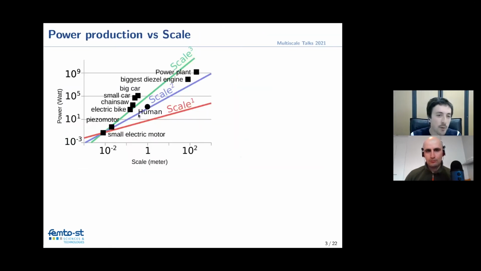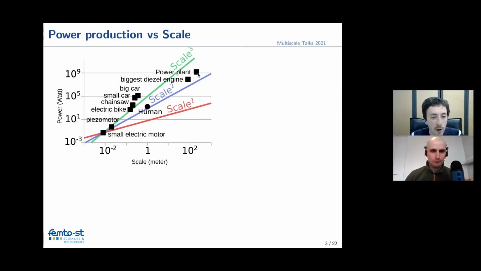To get a good understanding of this and to understand the difficulty, it's really important to focus on scaling effects. Here I put different objects of normal life, I would say, on this scale. On the x-axis you see the scale, on the y-axis it's the power. They are all systems where part of the system is generating some power. And we can see that as we scale up, the power increases not linearly, but more or less following a cubic trend. It's a log scale here.